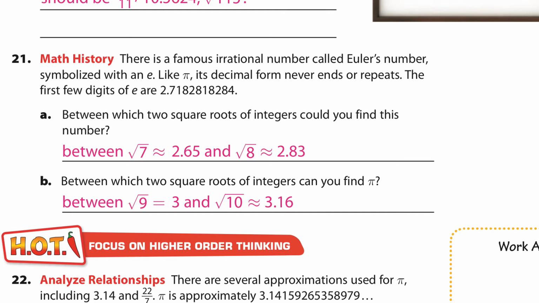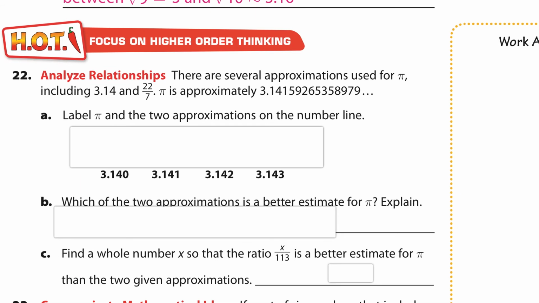Let's see, there are several approximations used for pi, including 3.14 and 22 over 7. Pi is approximately 3.1415926535897933, and so on. So label pi and the two approximations on the number line.